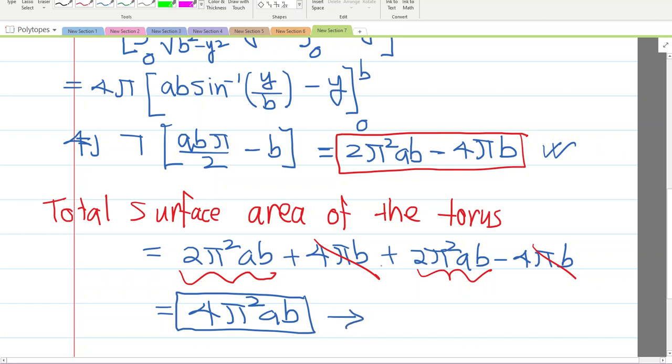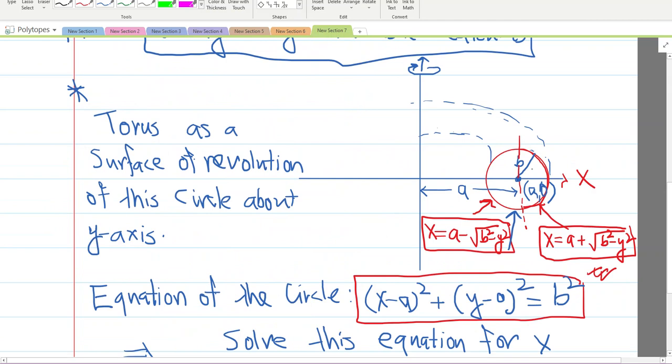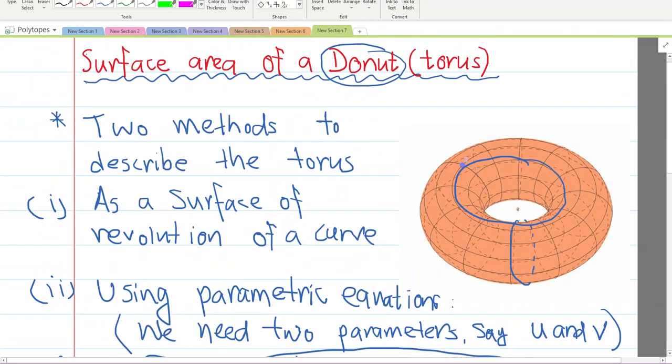So here, we need to make sure that the outer radius, which is A, should always be greater than B. Okay. If this condition is not true, then we do not get the donut, right? So you can see this donut. So A is the radius from the center, from here to the middle of the torus. That's A, and B is the radius of the torus.